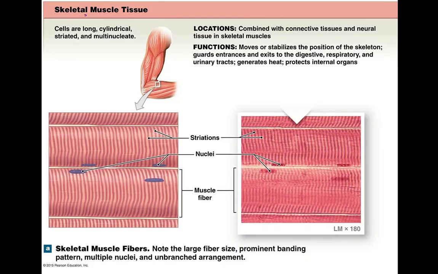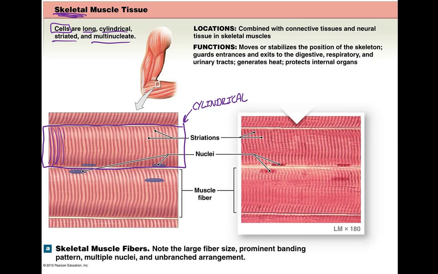We'll start with skeletal muscle. Skeletal muscle cells are long, cylindrical, striated, and multinucleate. Now that's a mouthful. First off, take a look at the diagram on the left. This is a single cell. Okay? So notice it is cylindrical in shape, meaning it's shaped like a cylinder, like a long tube. It's also very long in length, and it has these lines on it. These are called striations. All right? These striations are why we say it's striated.